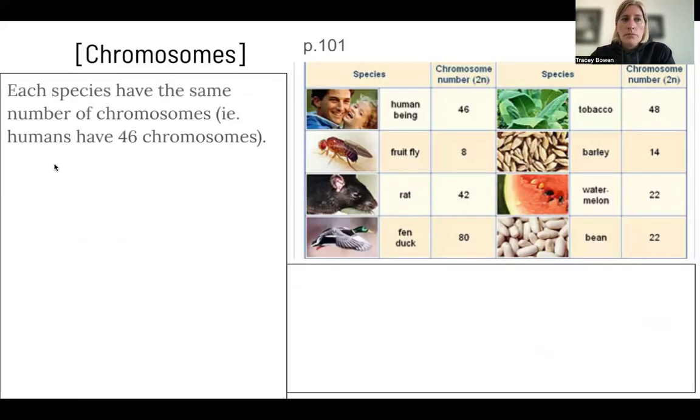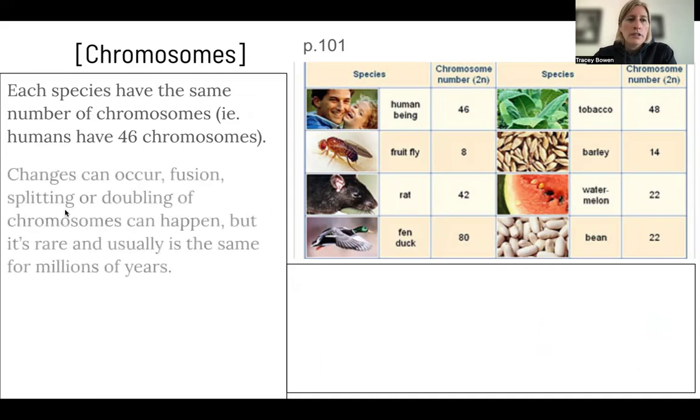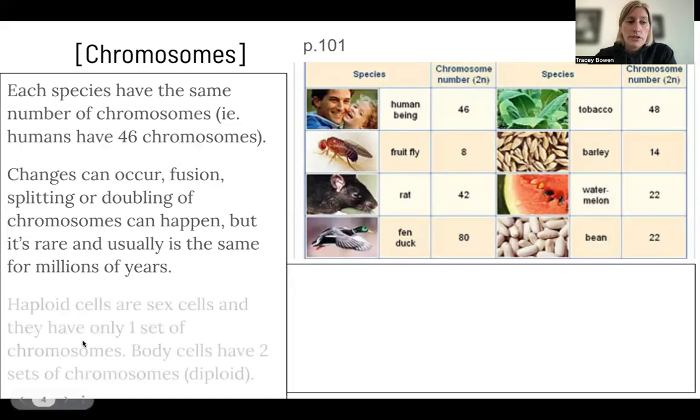So chromosomes: each species has the same number of chromosomes. Like all humans have 46 chromosomes, and 23 of those chromosomes come from their mom, and 23 of those chromosomes come from their dad. And changes can occur. You can have fusion or splitting or doubling of a chromosome, but it's really rare. And usually a species will stay the same for millions of years.